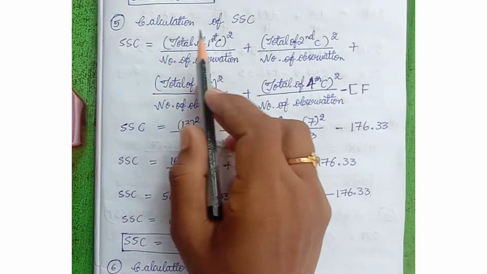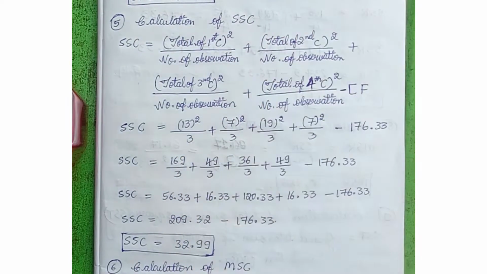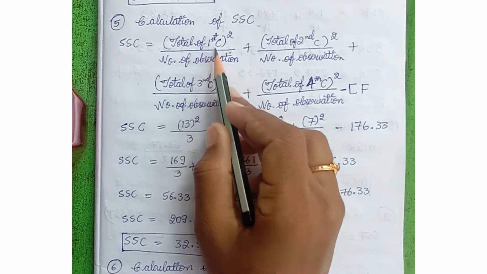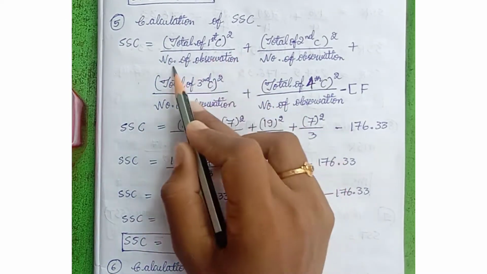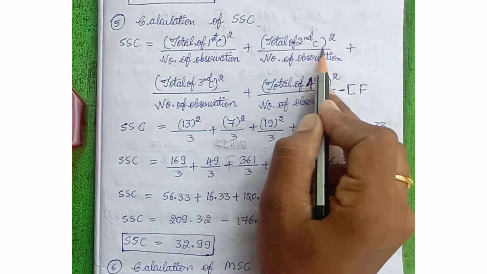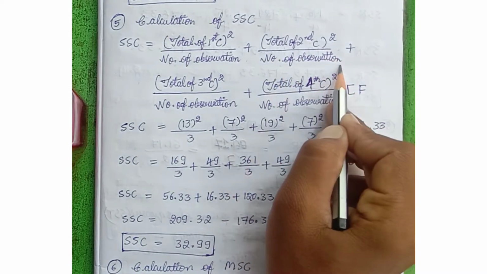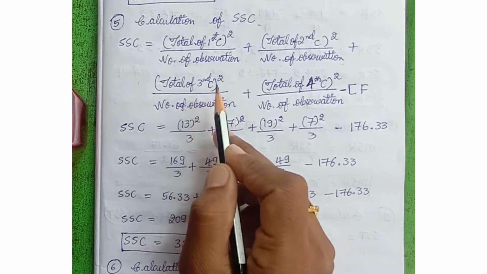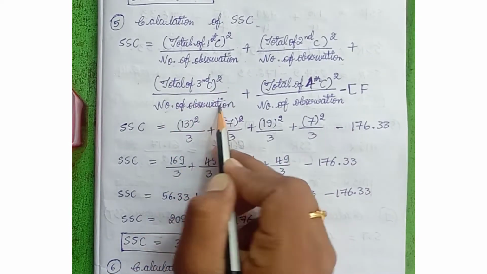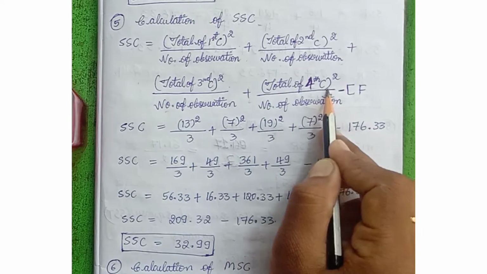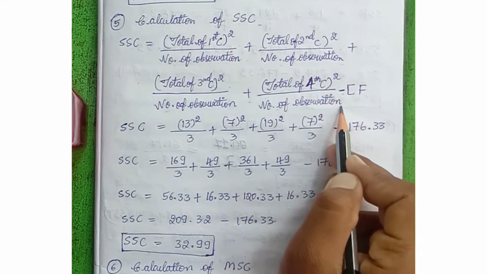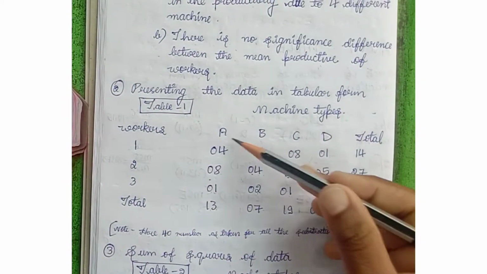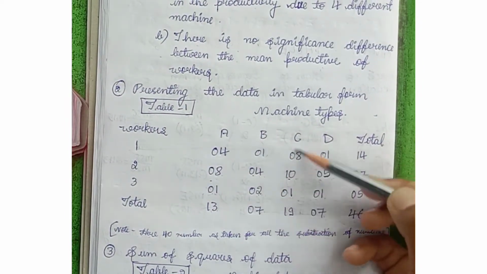The fifth step is calculation of SSC, that is the sum of squares of columns. The formula is: total of the first column whole square divided by number of observations, plus total of the second column whole square divided by number of observations, plus, as we have 4 columns here, total of the third column whole square divided by number of observations, plus total of the fourth column whole square divided by number of observations, minus the correction factor.